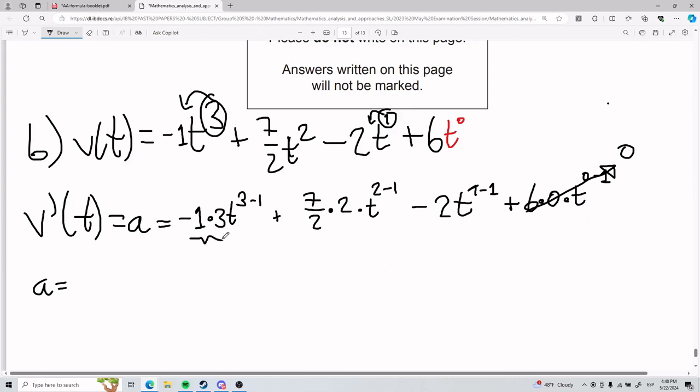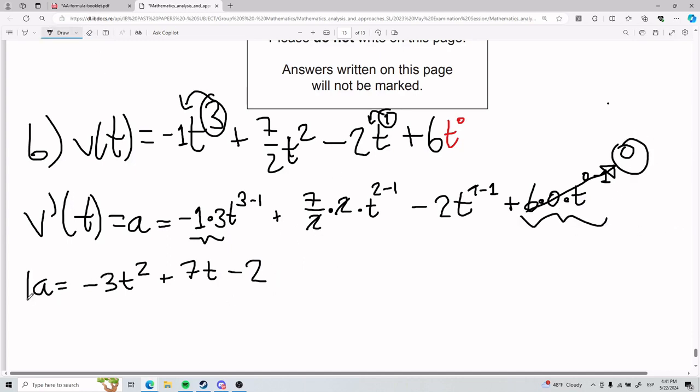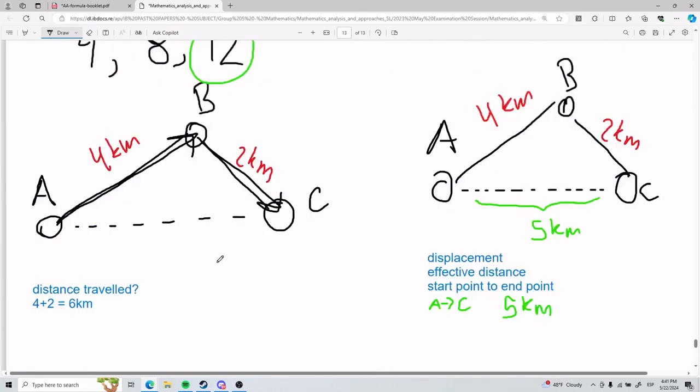This first one, you end up with negative 3, so negative 3t, the exponent is 2. This next one, the 2's go away with each other because of fractions. You end up with plus 7t to the power of 1, so you leave it like that. And this third one is minus 2 times t to the power of 0. Anything to the power of 0 is 1, so it's just minus 2. And this last term, as already said, turns into 0, so you just leave it like that. This is your formula for acceleration.